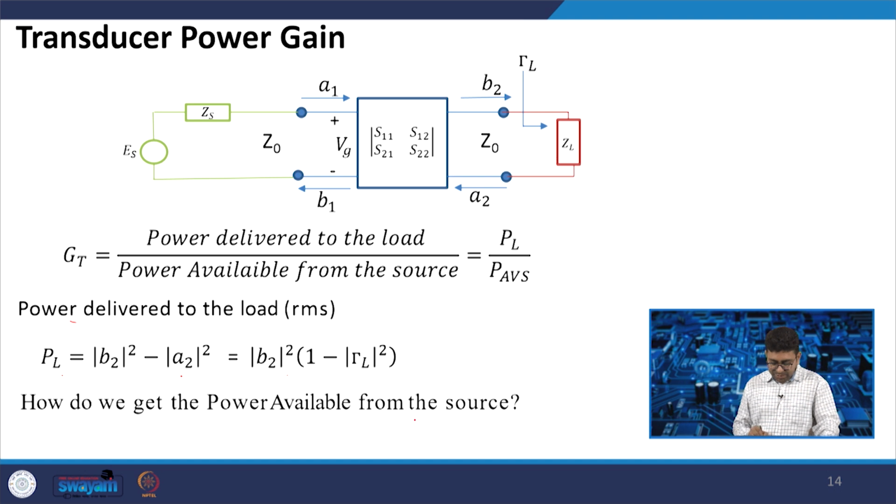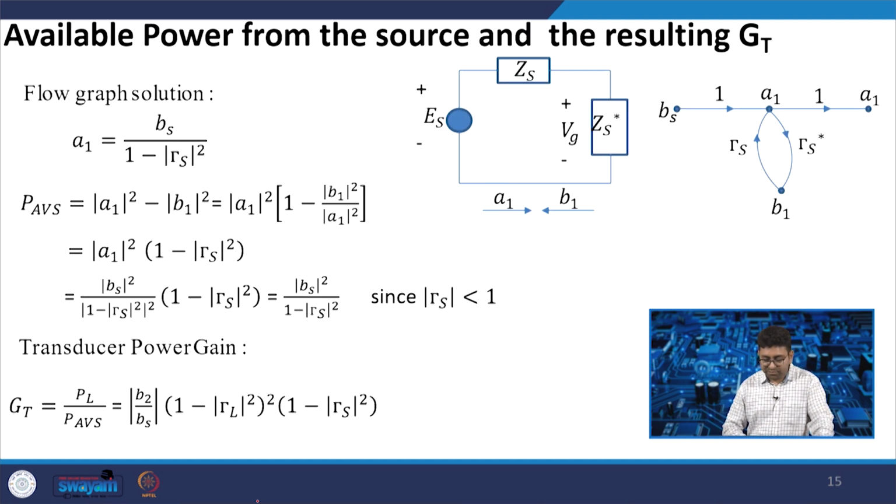So, how do we get the power available from the source? Same way: this is ZS, and ZS conjugate if it is matched. Then there is the incident wave signal A1 and the reflected wave B1. You can directly write A1 and B1, so there is a gamma S conjugate and gamma S. Bs, the source signal, will travel to A1, and we need to find the relation of A1 to Bs.